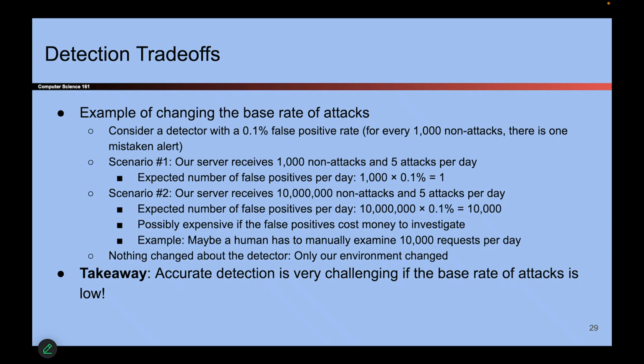So if the real attack is very uncommon, and it's one needle in a stack of 10 million and 5 hay pieces, then even if you go in and very accurately scoop up the right part of the stack, you're probably still scooping up tens of thousands of false positives that you then have to go through. So detecting it accurately is hard if the base rate is low.